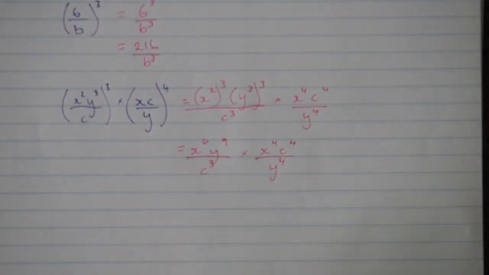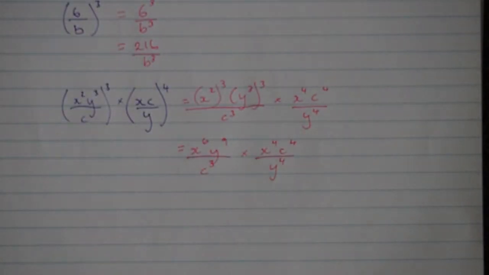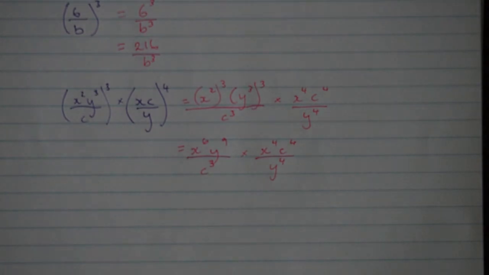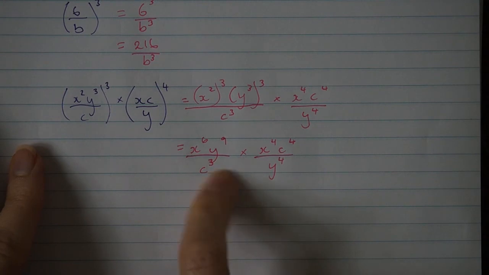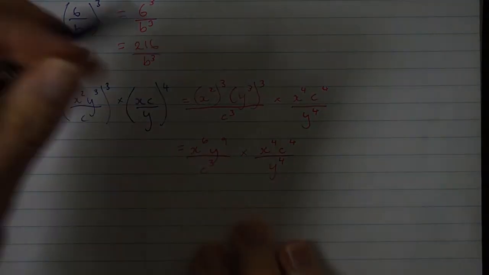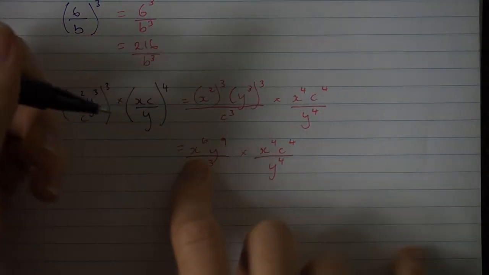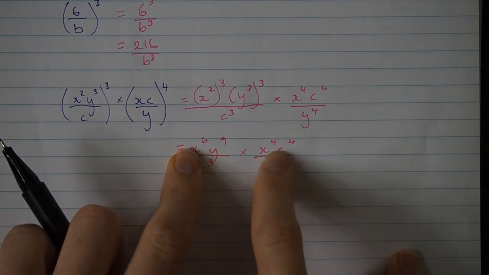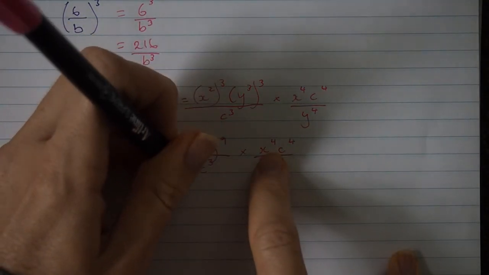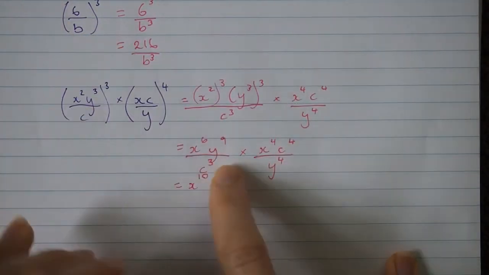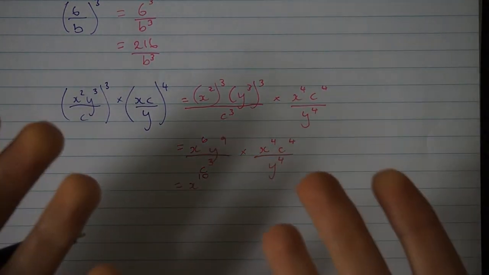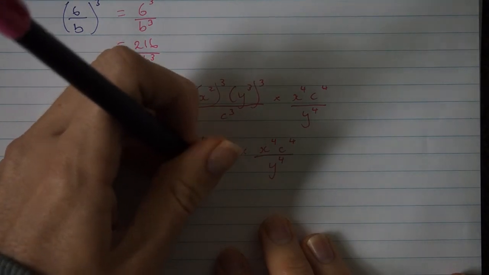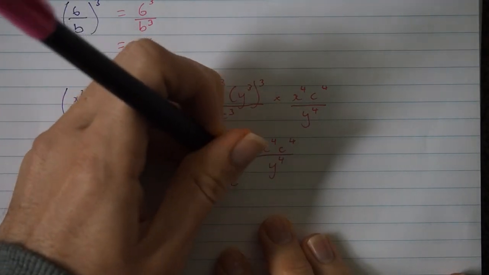Okay, now we can start to use our index laws. We're going to use our index laws for multiplication and combine these two fractions. Okay, so we'll go straight across the top. We've got x to the 6 times x to the 4. That gives us x to the 10 because 6 plus 4 is 10. Y to the power of 9 times c to the power of 4. Nothing matches there, so we're just going to write those out. Y to the 9, c to the 4.